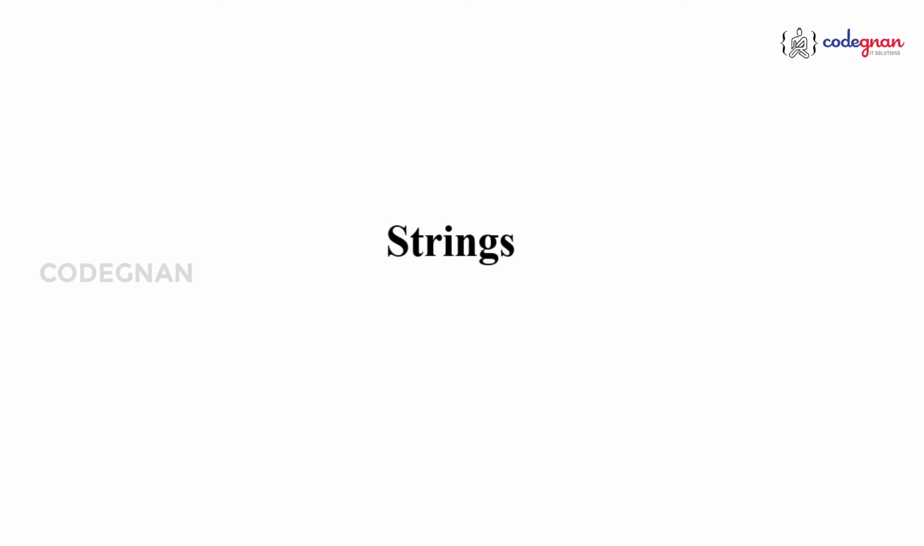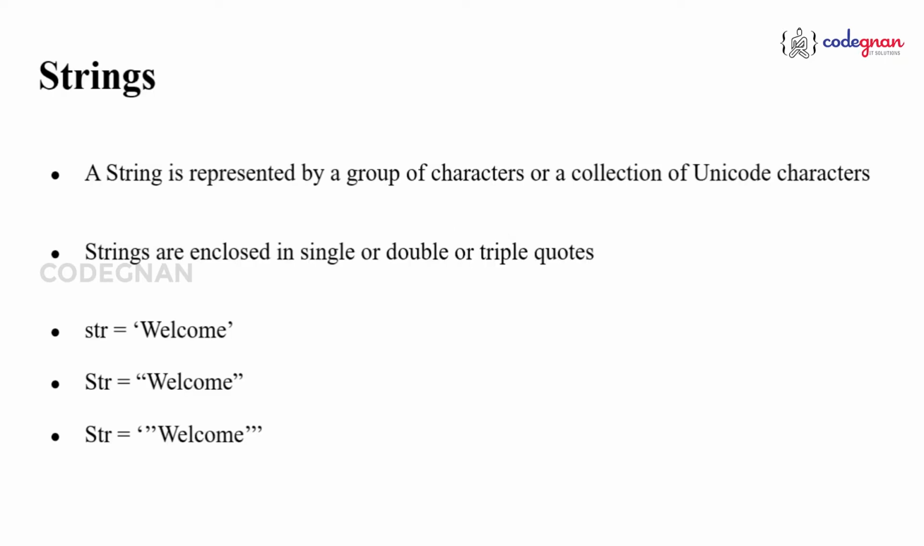Whenever you see strings, you always remember that it is English alphabets, right? Yes, it's absolutely correct. Whenever I say string, it is basically represented by a group of characters, or it is basically a collection of Unicode characters where you can go for single quote or double quote or triple quotes. Example. Now, to make it practical, what do we need to do?